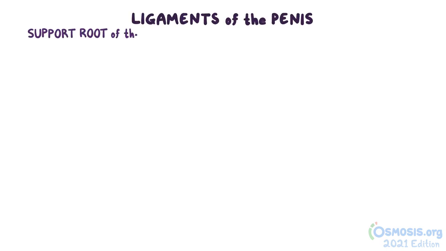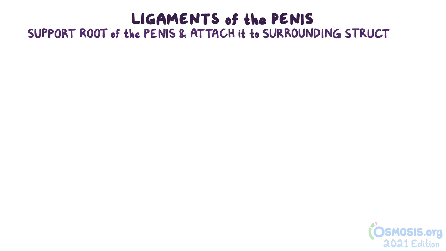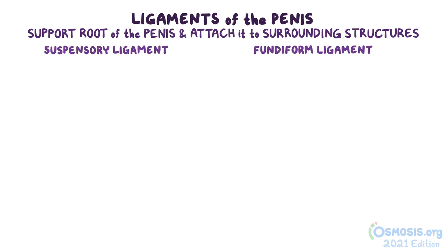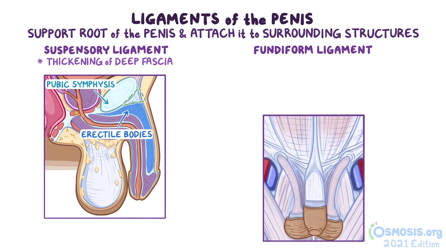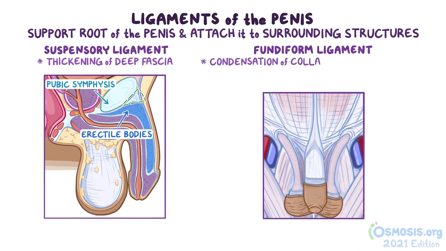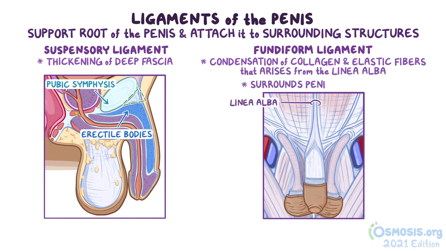Alright, now all these erectile tissues are fixed by the ligaments of the penis, which support the root of the penis and attach it to the surrounding structures. There are two ligaments of the penis: the suspensory ligament and the fundiform ligament. Let's start with the suspensory ligament, which is a thickening of the deep fascia that anchors the erectile bodies of the penis to the anterior surface of the pubic symphysis. Next is the fundiform ligament, which is a condensation of collagen and elastic fibers that arises from the linea alba and surrounds the penis like a sling.